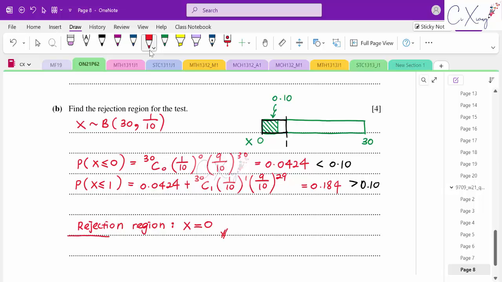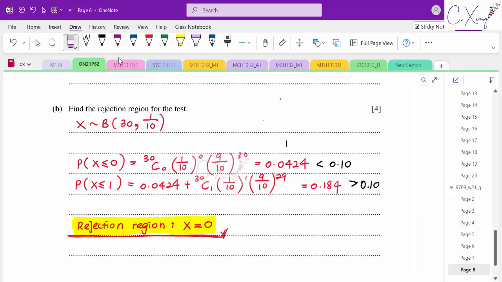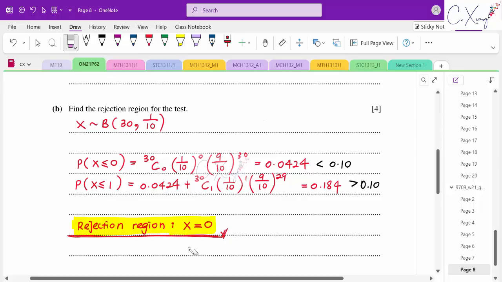Because all the values of x should be positive, x smaller equals to 0 is no problem. If you want to keep it as x equals to 0, also can. And don't forget this is my rejection region, and 1, 2, 3, 4, 5, 6 until 30 will be our acceptance region. Then I want to emphasize again, this particular diagram cannot be drawn in the exam because it is not a correct diagram. This is what you have for part B.